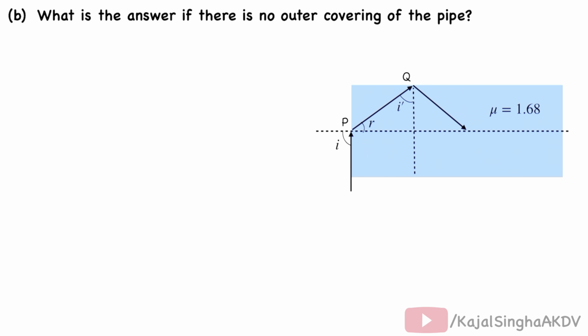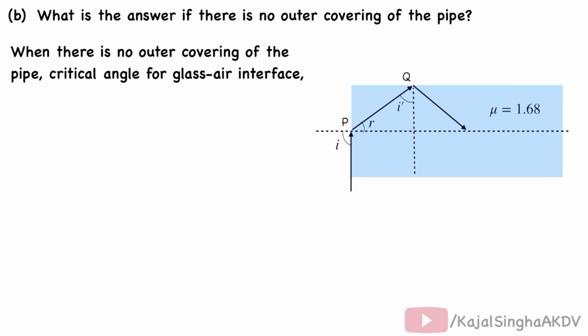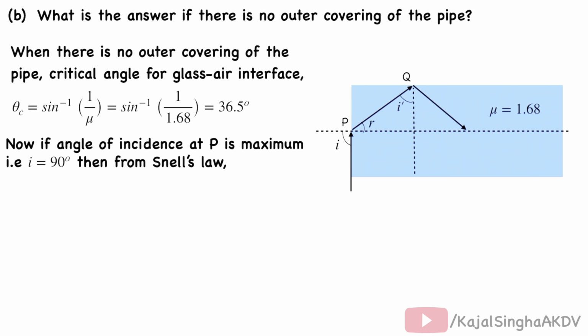Now let the outer covering of the pipe be removed. So this pipe now behaves as a slab of material with refractive index mu equals 1.68. When there is no outer covering of the pipe, the critical angle of the glass-air interface becomes theta c equals sine inverse 1 by mu, or we get 36.5 degree. Now, the angle of incidence at P for the light ray may vary from 0 degree to 90 degree.